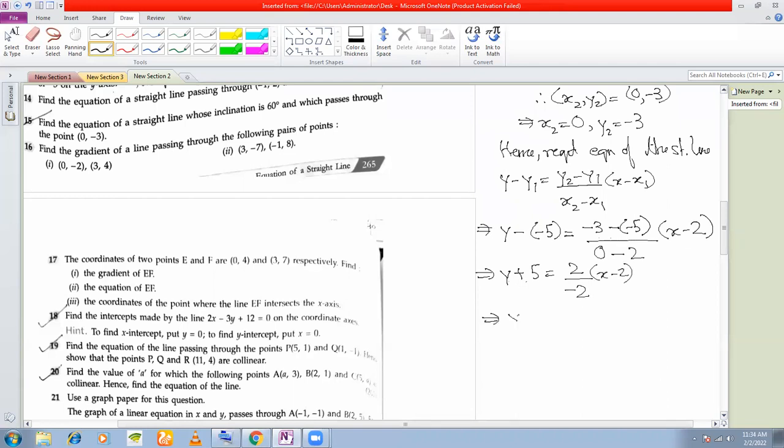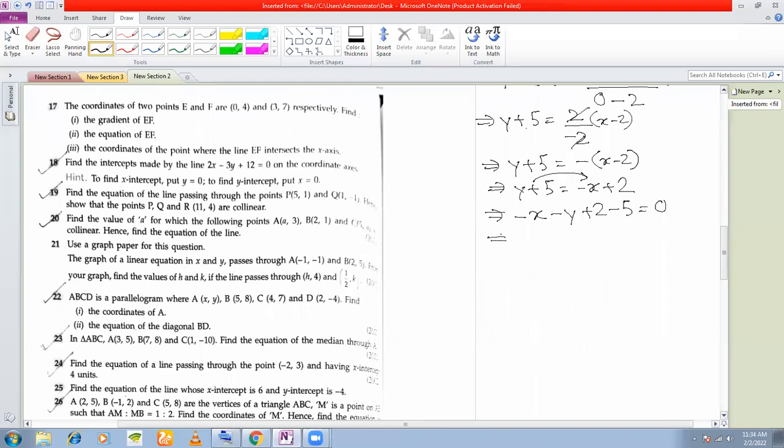So you're getting here y plus 5 is equal to, this cancels, so you get only minus x minus 2. So you get y plus 5 is equal to minus x plus 2. Now because you have to make one side 0, you can take everything to this side. So you have minus x minus y plus 2 minus 5 is equal to 0, right? So that means you are getting minus x minus y minus 3 is equal to 0.